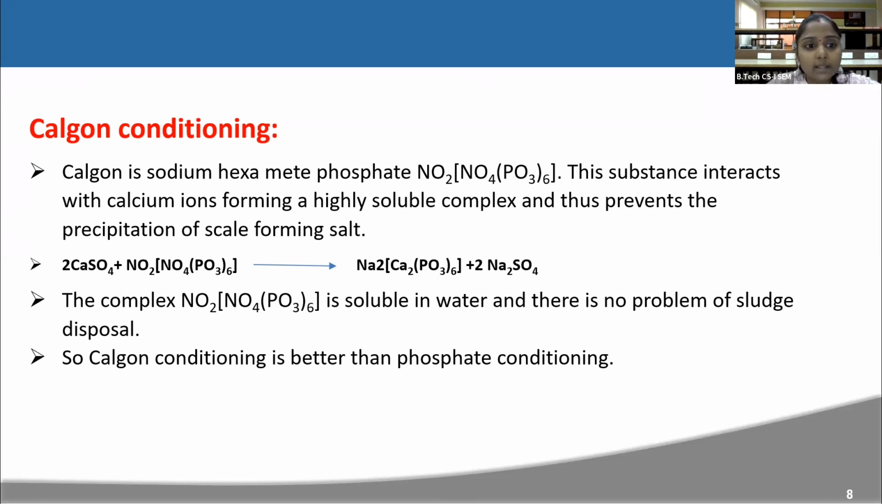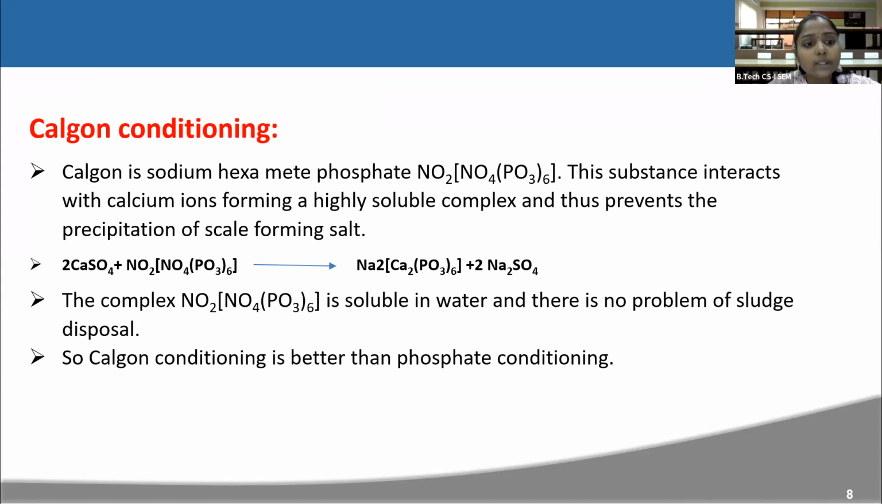So why is colloidal conditioning preferred? The added colloids form soluble complex compounds with calcium sulfate, thereby preventing scale and sludge formation in water. The soluble complex does not cause any problem in boilers. Hence, colloidal conditioning is better than phosphate conditioning.